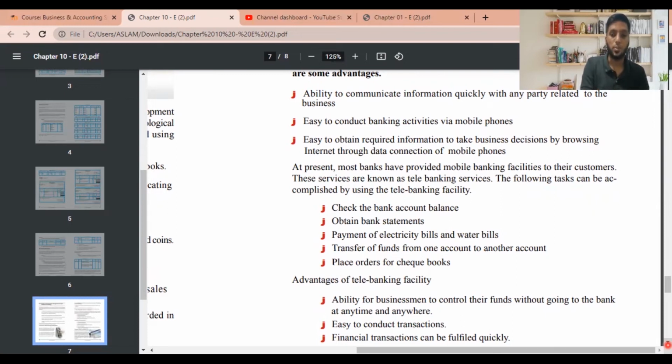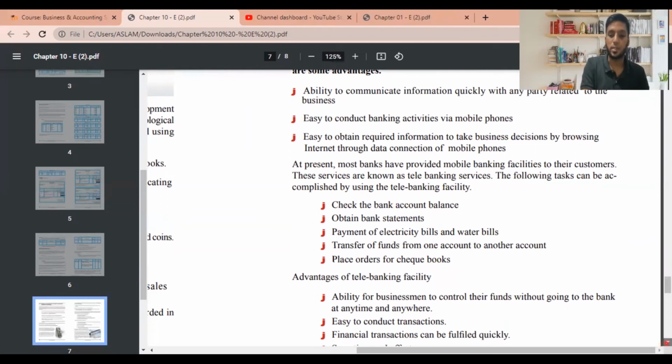Check the bank account balance, obtain a bank statement, pay electricity bills and water bills, transfer funds from one account to another account, place orders for checkbooks. So these types of things can be done under telebanking by using a mobile. These are very straightforward ones. Just for your understanding, I'm reading it. If you find any areas where you want further clarification, comment under the comment section so I can explain further, because these are very straightforward things. You can just remember and write it. Don't learn these things by heart, because it's a waste of time in your exams.